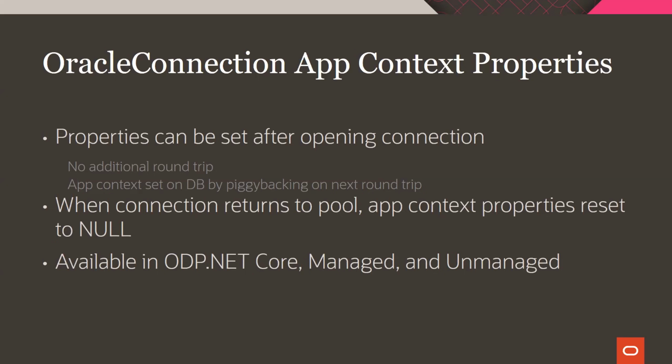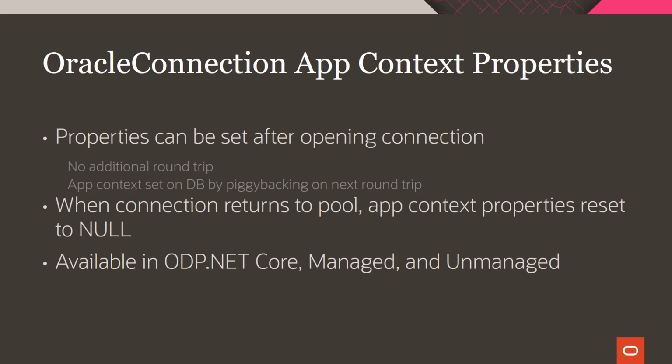When the connection gets returned to the pool, the app context properties get reset to null. So they don't have any value anymore, and when the next user gets the connection, they don't get someone else's app context. Which is nice because that's secure. Not so nice in the sense that you'll have to reset it every time, even if everyone has the same application context. This is available with ODP.NET Core, managed and unmanaged, so you can use it for all. The other thing I want to note is that the app context is not readable. Once you set it, ODP.NET itself can't read it again. It's just writable.